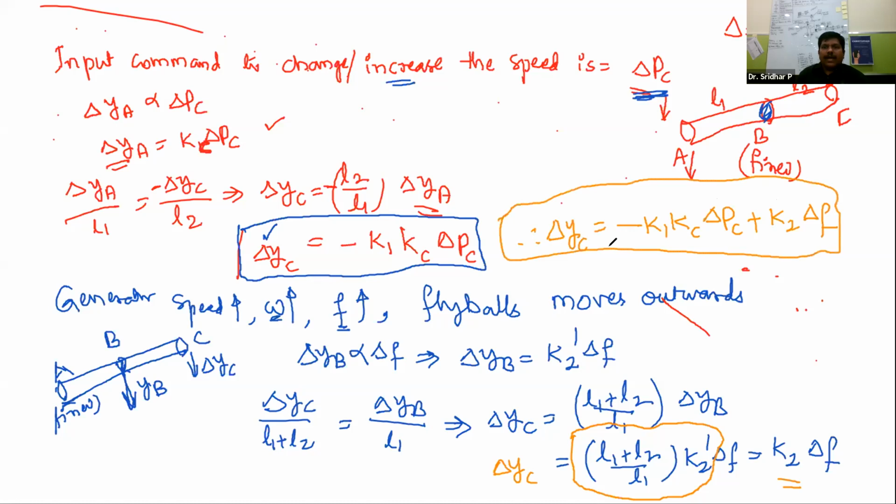So this is delta YC equals minus K1 Kc delta Pc plus K2 into delta F. This is equation number 1. If you want to note it down, you can note it down. Otherwise, I will move to the next slide.